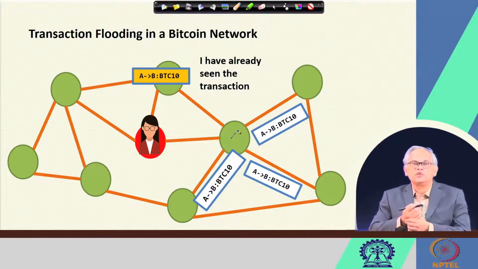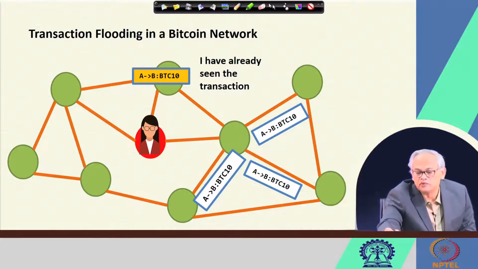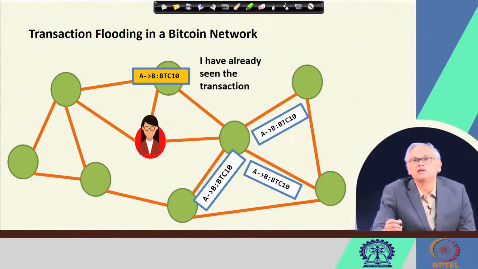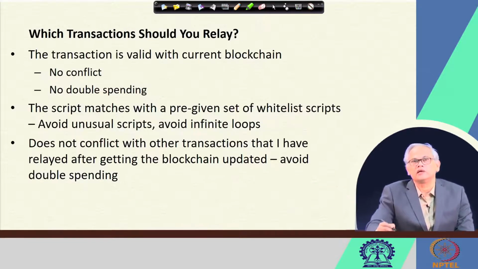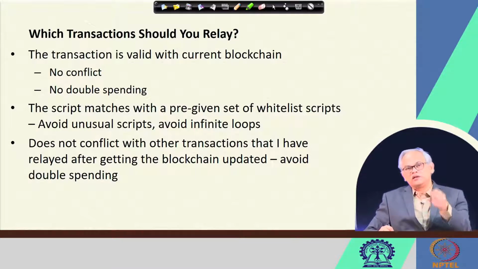So, that is how they ensure that only they are going to send this particular transaction once and not every time that it gets it. So, which transactions should you relay? This is like relaying those transactions that they are receiving. The transaction should be valid in the current blockchain, there is no conflict, and also there is no double spending.